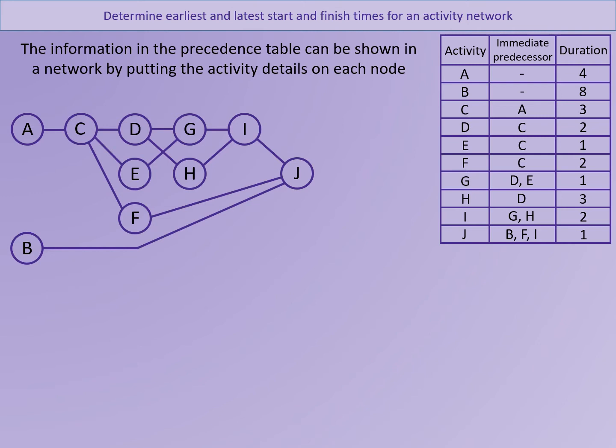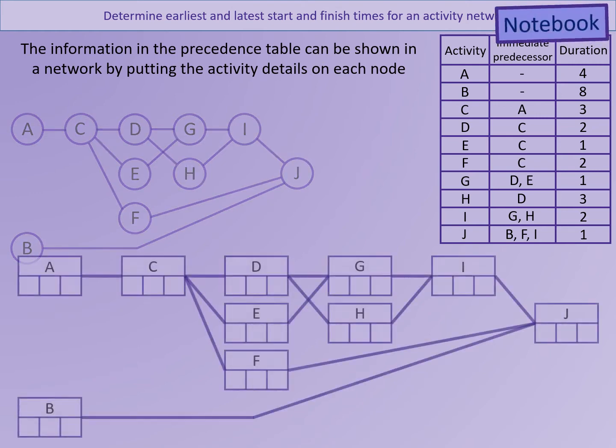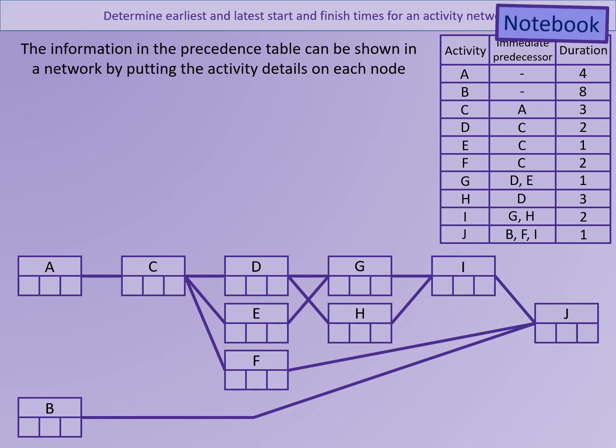So we're going to put the information from the precedence table into a network, and on each node, rather than just put in the activity name, we are going to put some information about each activity. So each node becomes a box which is cut first of all horizontally, so that we can put the name of the activity at the top, in this case just A, B, C, but then the bottom half of the box is cut into 3. The reason for that is so that we can put 3 pieces of information in.